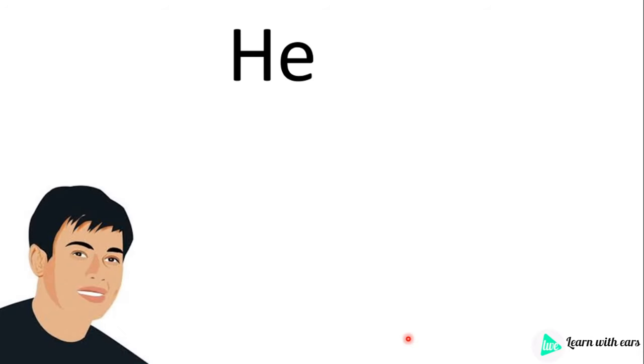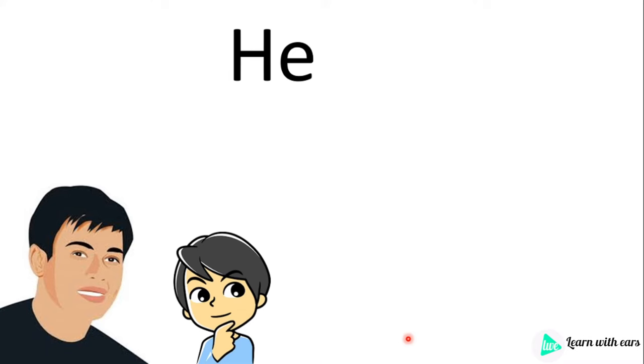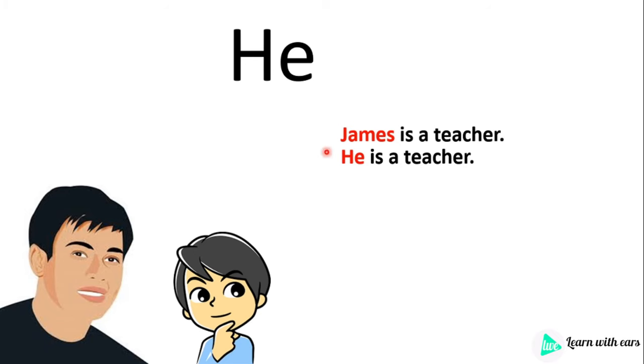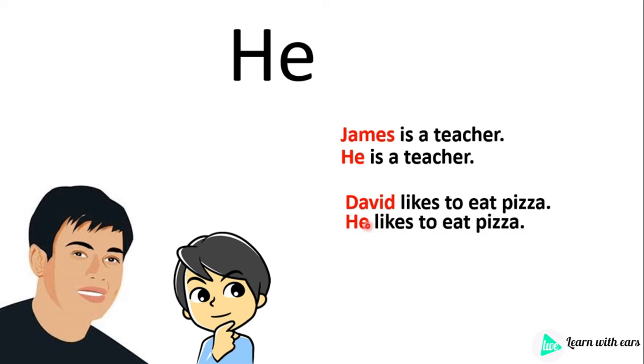He we use for a man and for a boy. Okay, means we use he for males. Now let's see some sentences. James is the teacher. That means James is a man because James is the name of a male. He is a teacher. We can replace James with he because he is a pronoun which we can use in the place of a noun. Next, David likes to eat pizza. David is the name of a male, so we can use he. We can replace David with he, okay, because he is a pronoun. He likes to eat pizza.